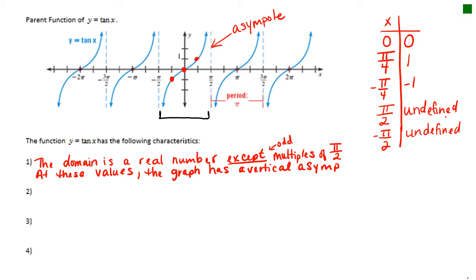I spelled asymptote wrong up here. All right. The range is all real numbers. Okay, so it doesn't have an amplitude. The range is all real numbers.